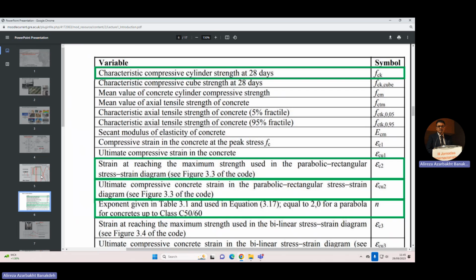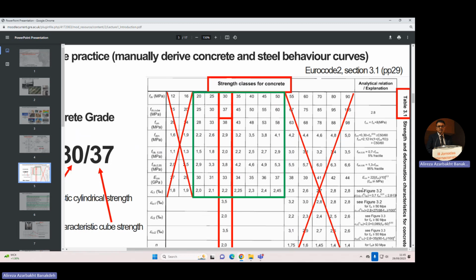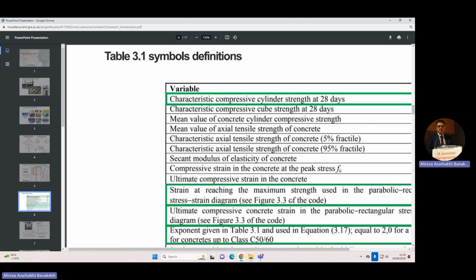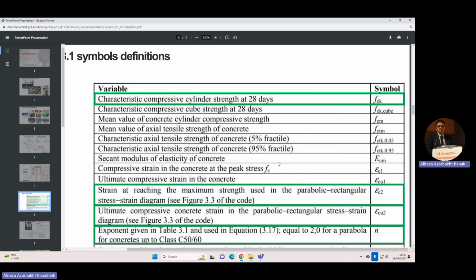Okay. Shall I proceed to the previous paper, the table? Here? You don't need to write all of the description. Just get the symbols.